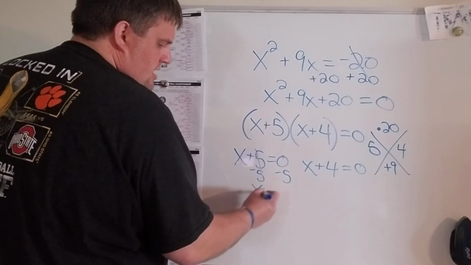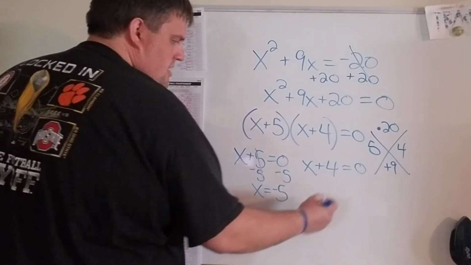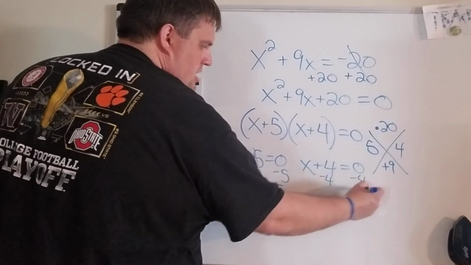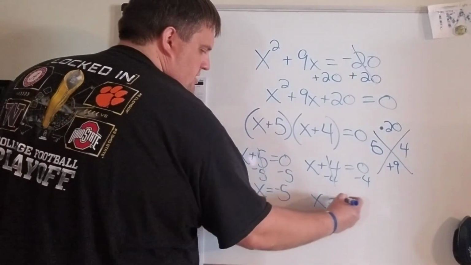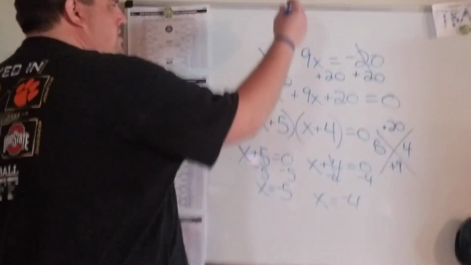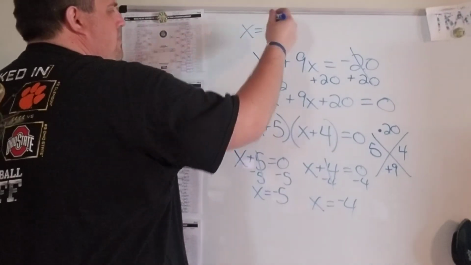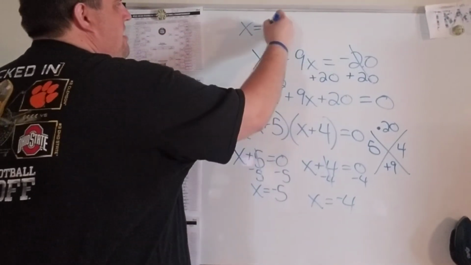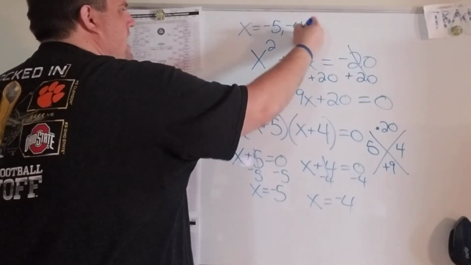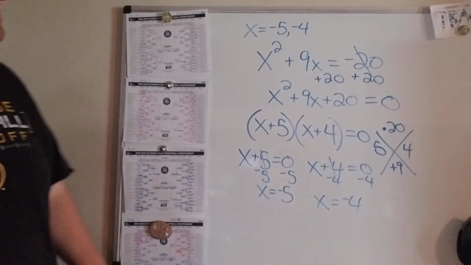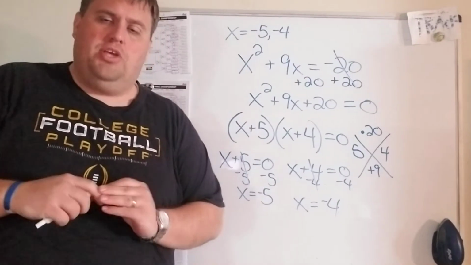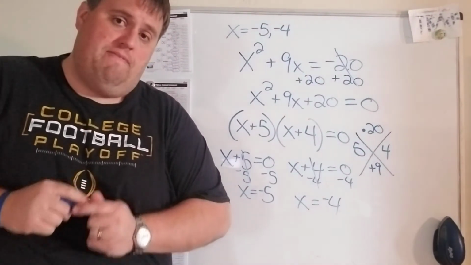Subtract the 5, x equals negative 5. Subtract the 4, and x equals negative 4. So this is going to be quite a skinny parabola, because the two solutions here where it crosses the x-axis are negative 5 and negative 4. There you go.